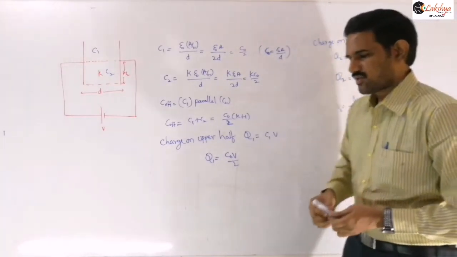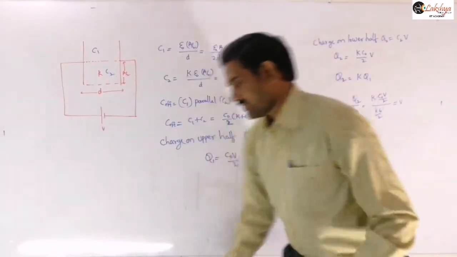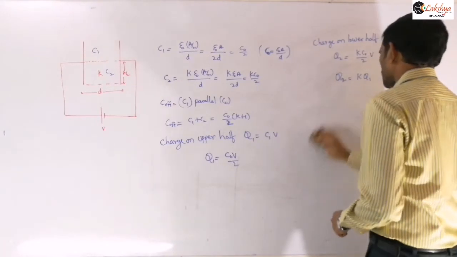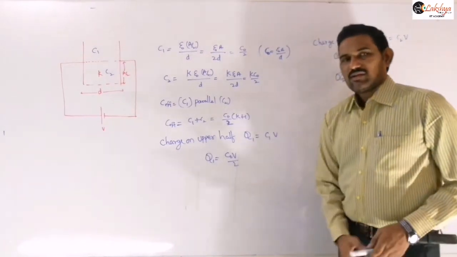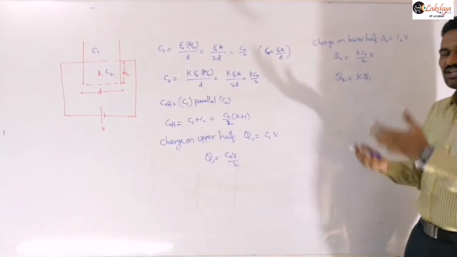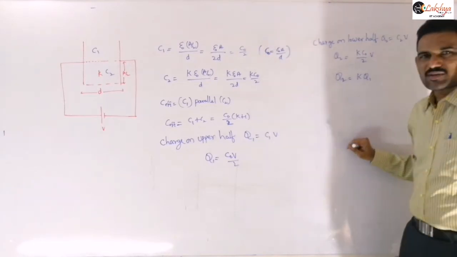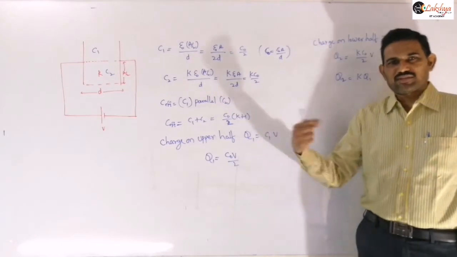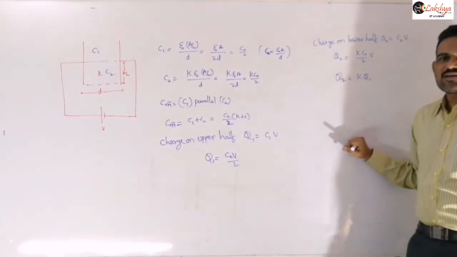So once you introduce the dielectric and the battery remains still connected, this additional amount of charge will be stored on this capacitor here. An additional amount of charge will flow from the cell, and that will be stored on that capacitor there, right?